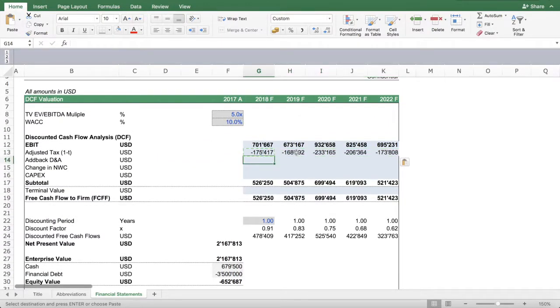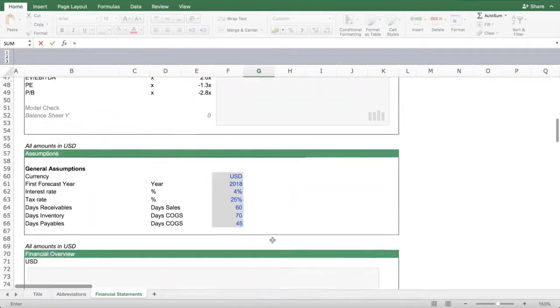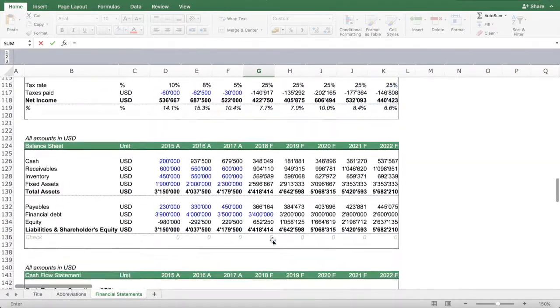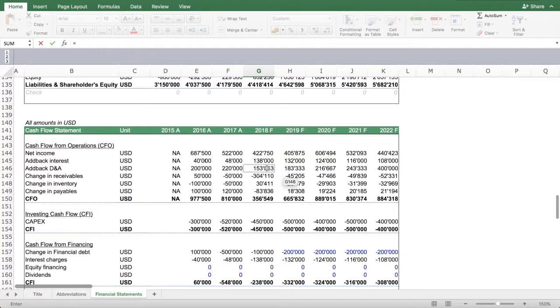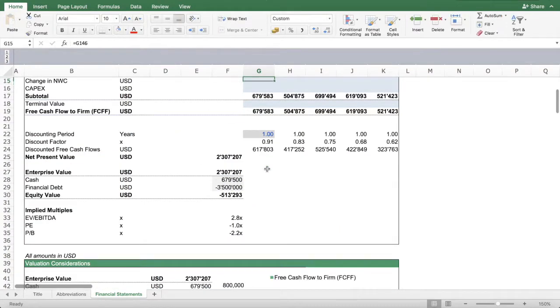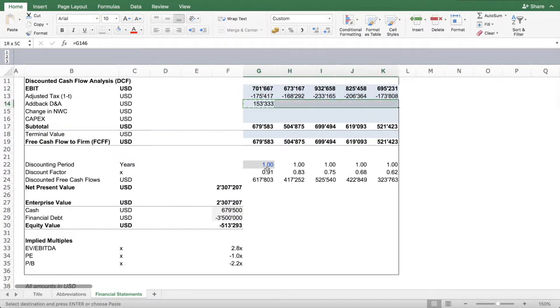Then, as free cash flow to firm is a cash figure, if we start from an EBIT, which is a profit figure, we need to add back all non-cash items. And the most important one here is depreciation and amortization. So we add this back, and basically with these two lines, we are back at EBITDA.